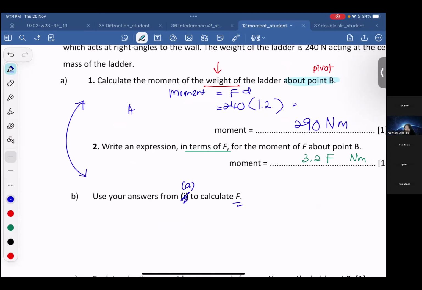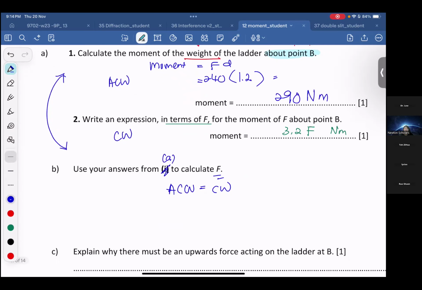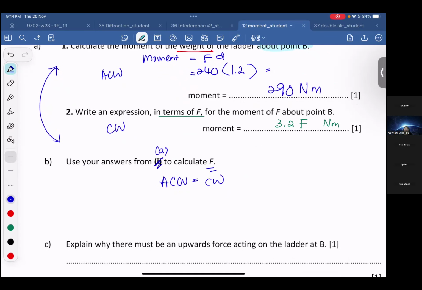Use these two answers. This is the anti-clockwise moment. This one is the clockwise moment. Anti-clockwise moment equals clockwise moment. So can you tell me what is your F?